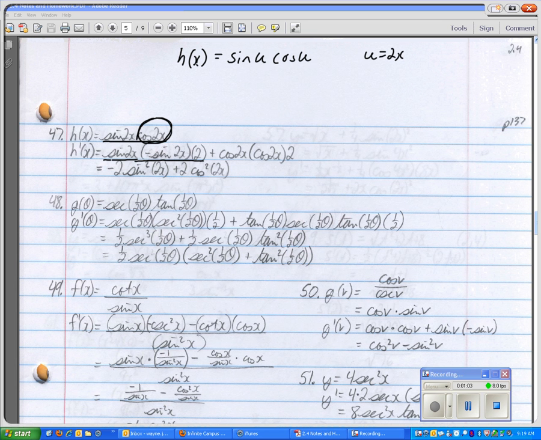Then we put down our big fat plus sign, and we do the second half of the product rule. So the second half will be the second function, the cosine of 2x, times the derivative of the first. So to take the derivative of the sine of 2x, the derivative of the sine of u is cosine of u times the derivative of u. So that'll be the cosine of 2x times the derivative of 2x.